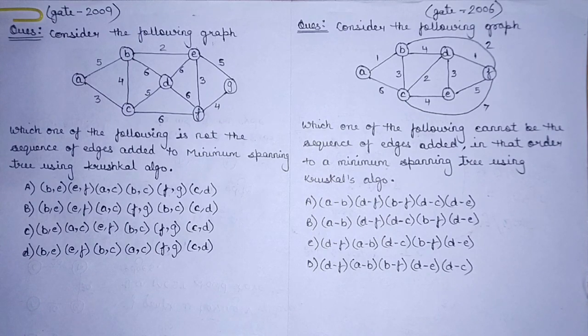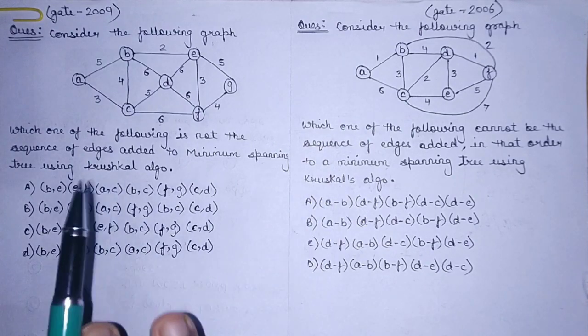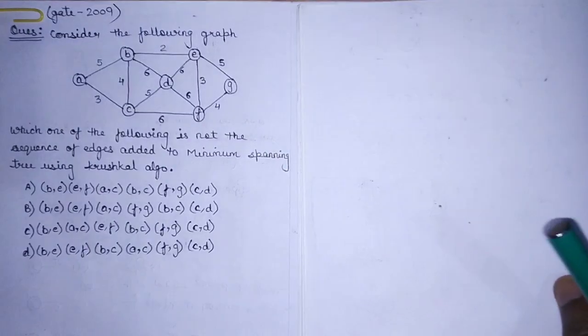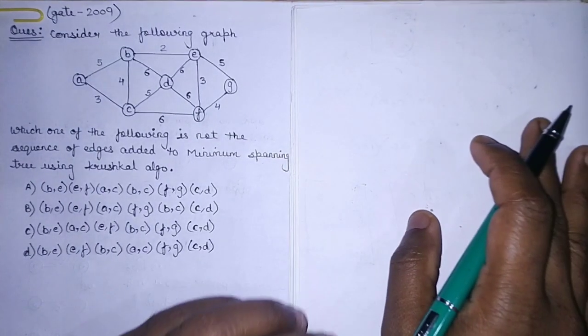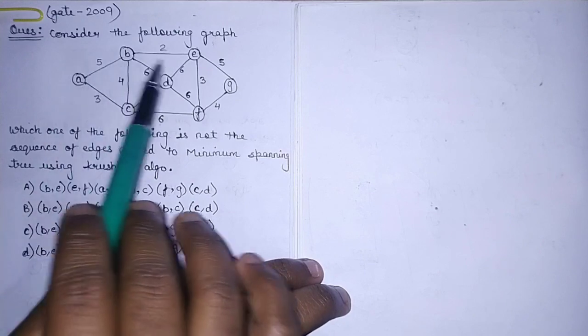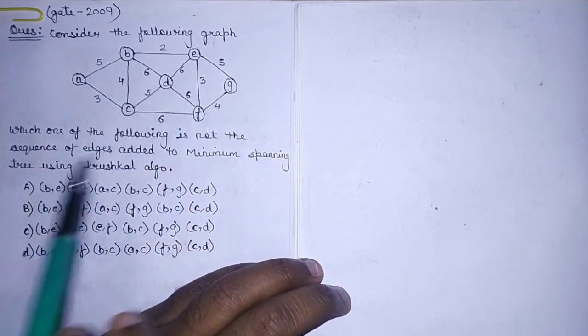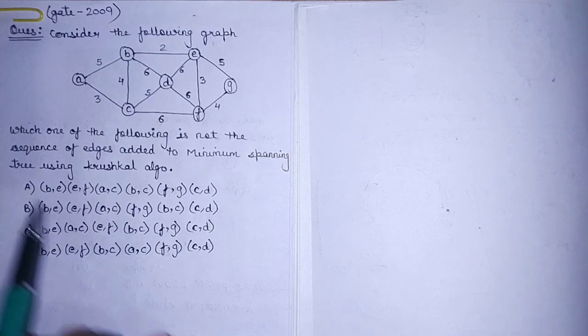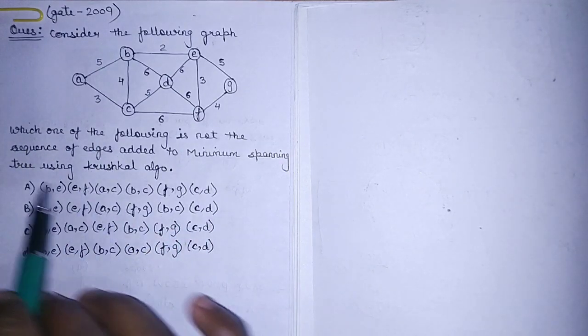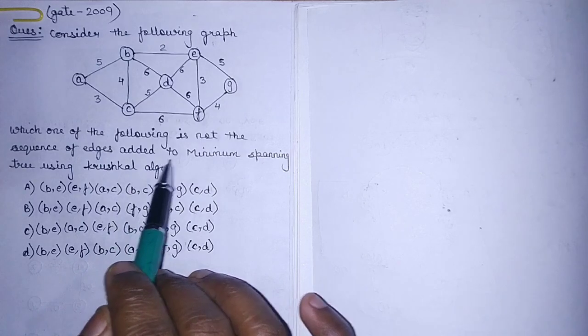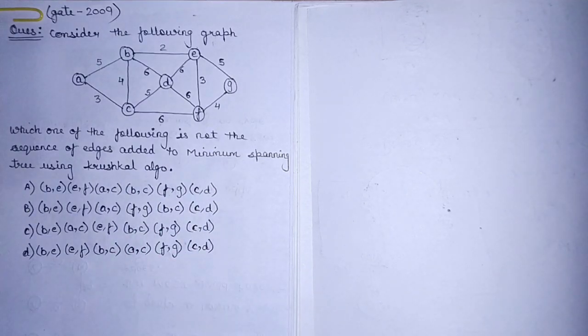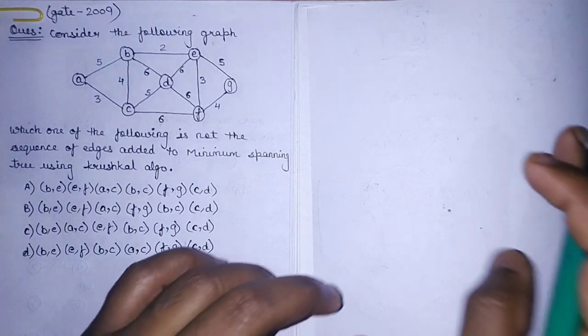Now let's start with the previous year questions. These are the two questions and I will go one by one. Let me take a piece of paper so that I can explain. What is this question? We have a particular graph, and it asks which one of the following is not a sequence of edges added to the minimum spanning tree using Kruskal's algorithm. So among these four options, which one is the wrong sequence of edges added to the minimum spanning tree using Kruskal's algorithm.